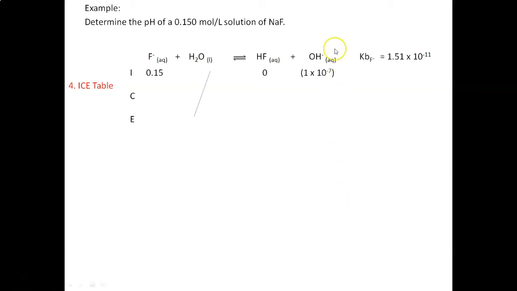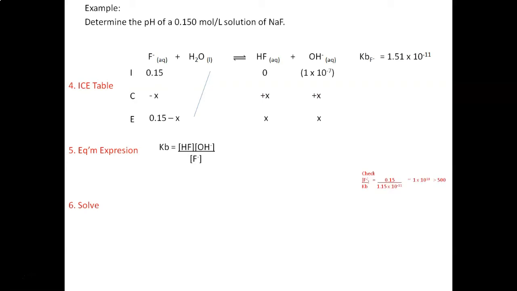Remember, my initial concentration of my hydroxide ion is not 0 because of the autoionization of water. Then I can write my equilibrium expression. And finally, we can set out to solve it. Okay. Before I go any further, I'm going to do my check because my Kb value is so tiny. And I'm going to see that it's way above 500. So I use my approximation method. And I'll get my value of x.